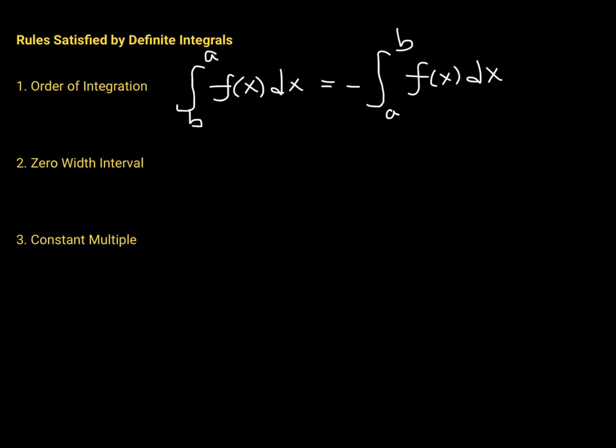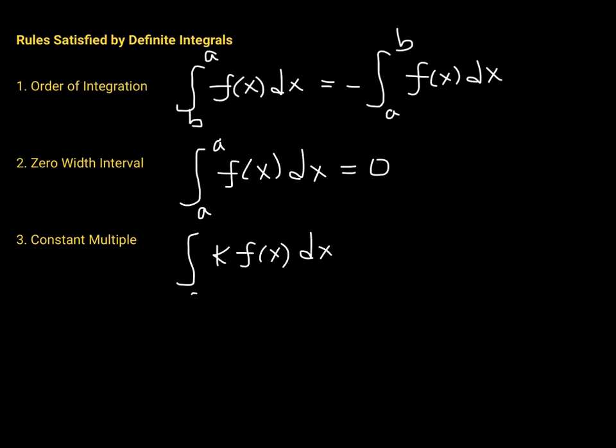All right, let's talk about the zero width interval. Here we would have the integral of f of x dx from a to a, and this would just be 0, because you're going from a to a. This is why it's called the zero width interval. Your delta x is just 0. Next, the constant multiple: the integral from a to b of k times f of x dx is equivalent to k times the integral from a to b of f of x dx.